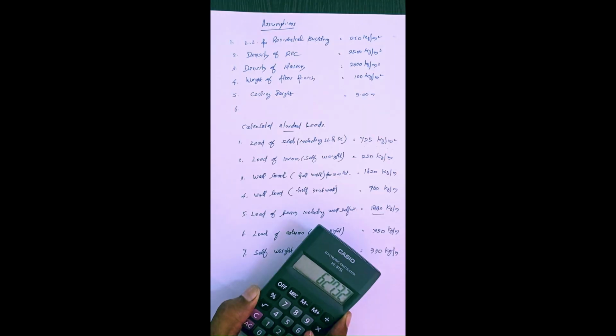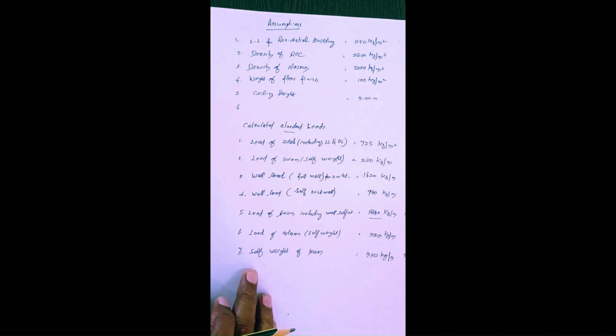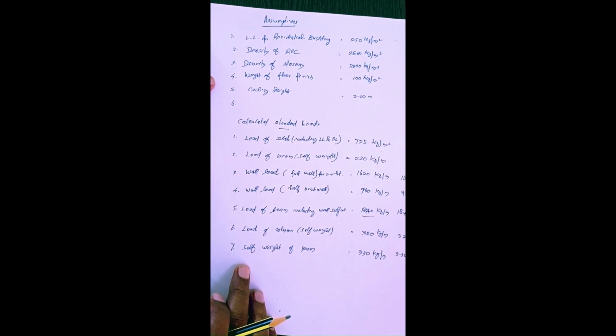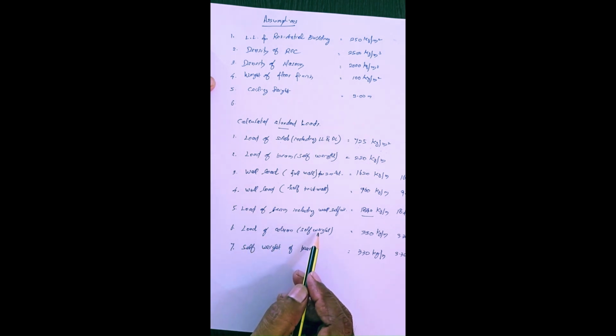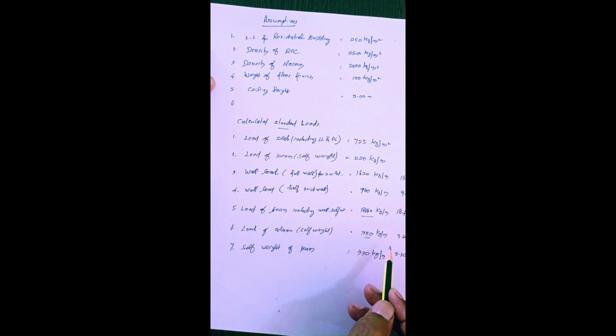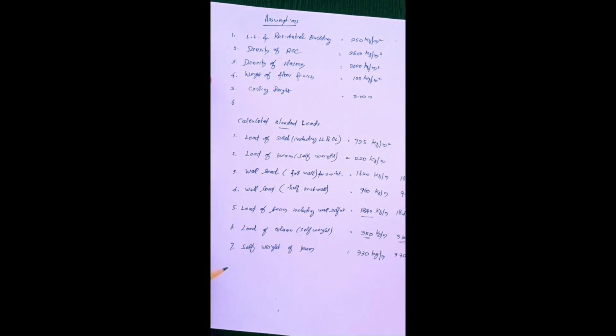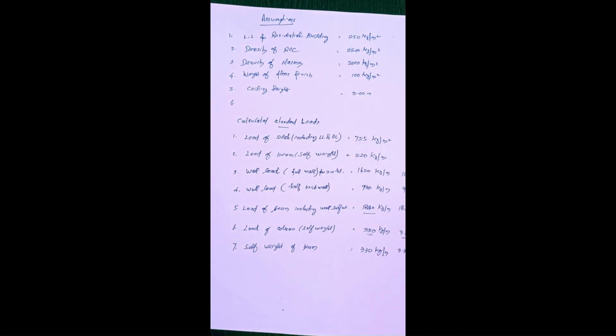Now we are coming to the assumption and the worked out calculation based on the assumptions. There we have calculated that the self weight of the column is 330 kg or 3.3 kilonewton per 1 meter. So coming to here, we should include the self weight of the column.